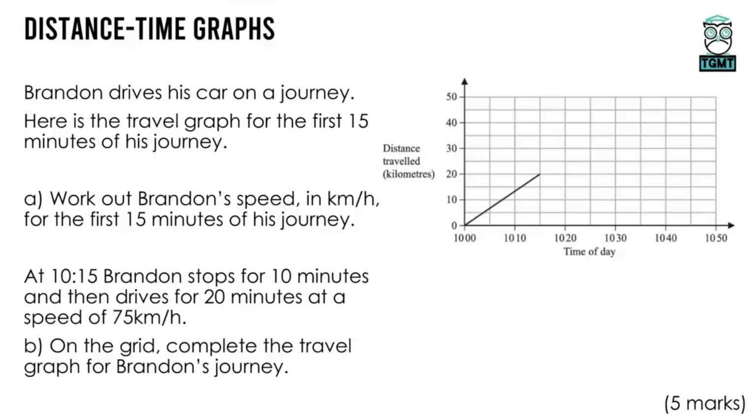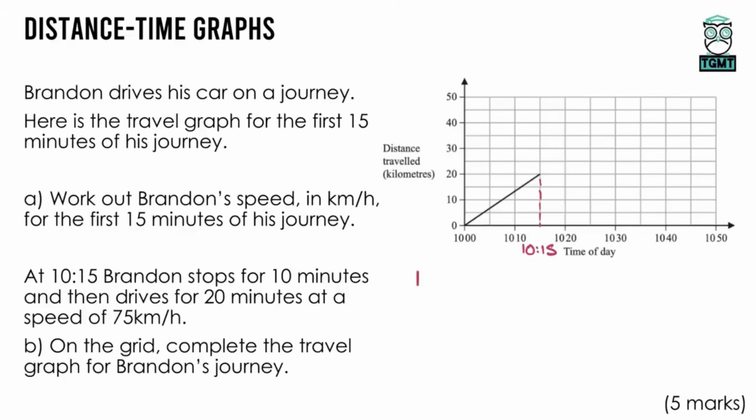So looking at a distance time graph. It says here Brandon drives his car on a journey. Here is the travel graph for the first 15 minutes. Work out Brandon's speed in kilometres per hour for the first 15 minutes. Now it might be that you want to use your speed distance time formula. However, you might not necessarily need to. It's already told us that this is 15 minutes, and we can see that it's between 10:10 and 10:20. So that particular journey is 15 minutes.